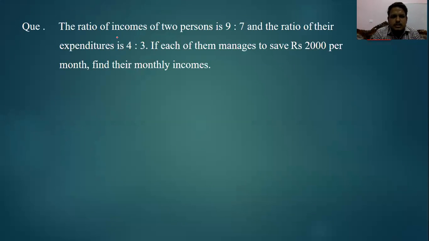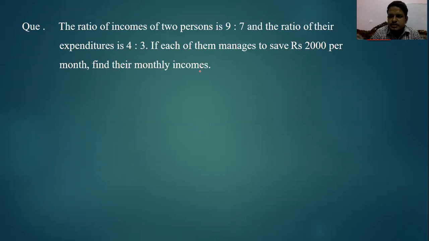Now we will see another question. The ratio of income of two persons is 9:7 and the ratio of their expenditure is 4:3. If each of them manages to save 2,000 rupees per month, then find their monthly income. So first we will see what the question is saying.